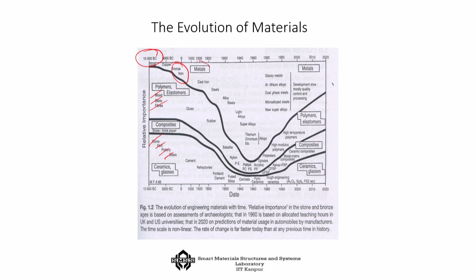Then the metals came in a big way, cast iron, steel, alloy steels, etc., which kept us occupied till almost the beginning of the last century. And then there came suddenly a big development of all the super alloys, which we will see gradually in this course, and also a new type of materials called polymers and elastomers. So, not just the metals, and again a composite group and ceramics and glasses.